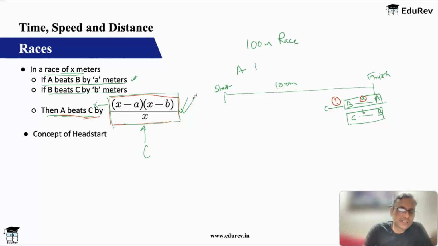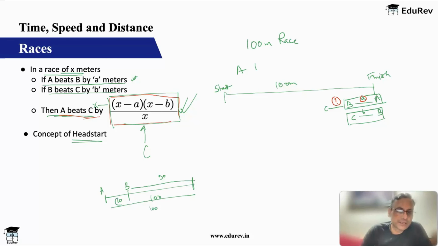Okay. One more concept that we use in races is the concept of head start. By head start the word means that let's say there's a 100-meter race. A is a better runner. B is a weaker runner. So it is decided that B will start from 10 meters ahead. A will start from the starting point. B will start from 10 meters ahead. That means B has to cover a distance of only 90 meters. A has to cover a distance of 100 meters. So this 10 meters that B is ahead will be said A has given a head start to B.